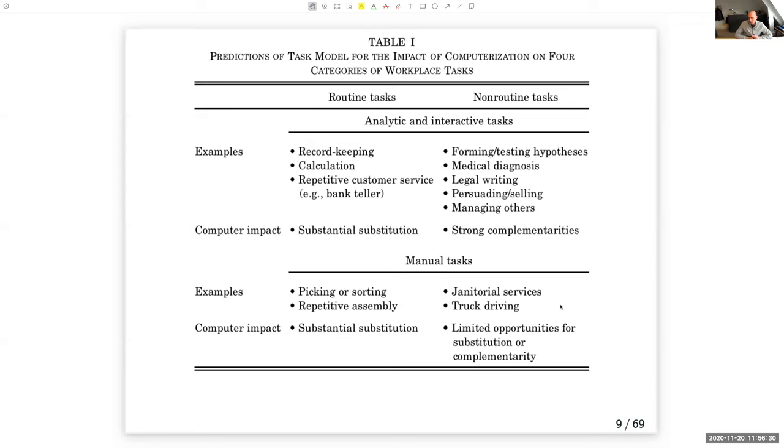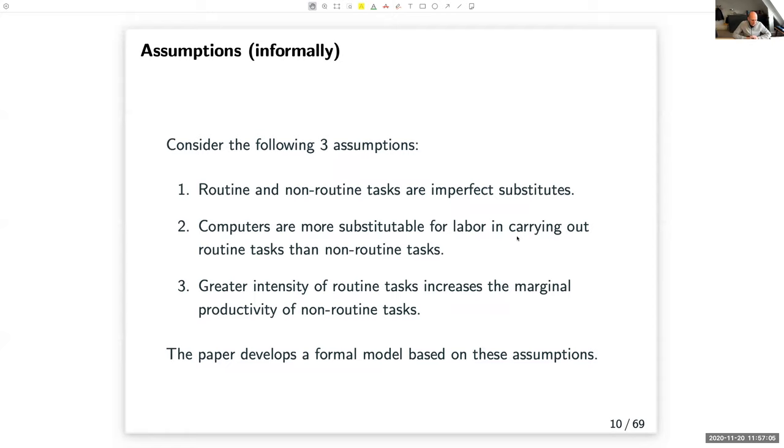Generally, from a technology perspective, these tasks are not as easy to automate, nor is there any clear complementarity. Whereas for routine tasks, we think that there are substantial substitution possibilities. For non-routine analytic and interactive tasks, we expect that there are strong complementarities. So given this classification of tasks, we can, at least informally, make some assumptions that we'll formalize in a model in a second. So consider the following three intuitive assumptions.